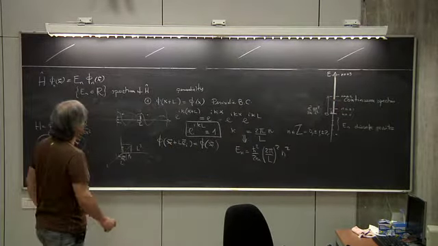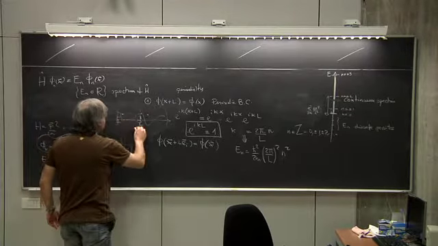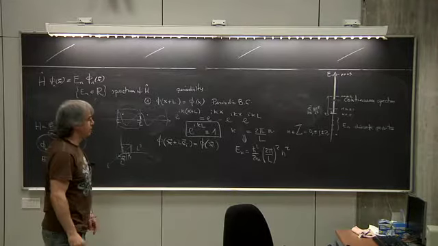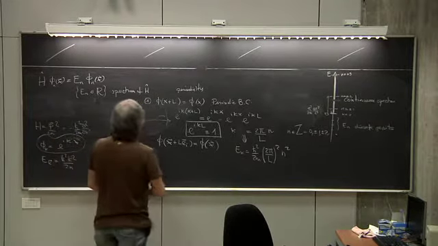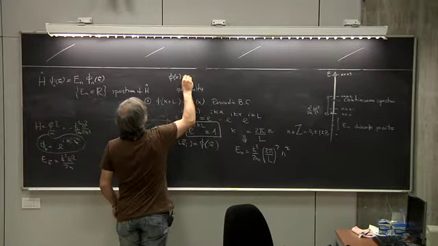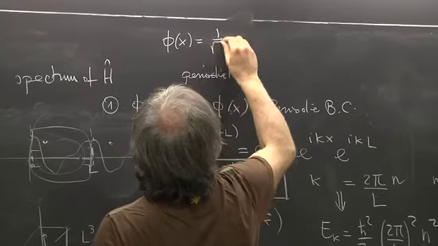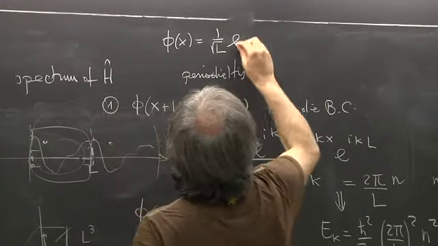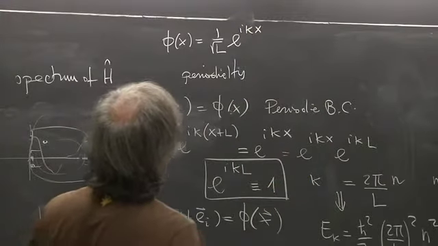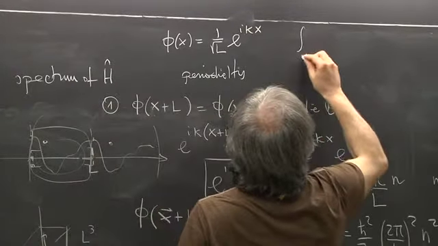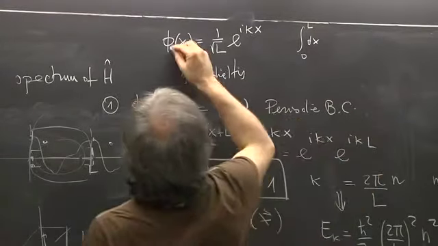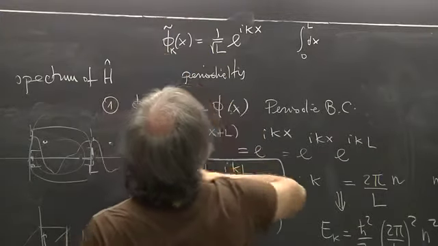And obviously, if you now work only on this region, you might say, okay, I can even normalize the wave function. How do I normalize it? Nothing could be simpler. I write phi of x as follows: 1 over square root of the length times e to the ikx, okay? This is a wave function such that the integral from 0 to L of the modulus squared, so this is phi of k, let me call it phi tilde, okay?